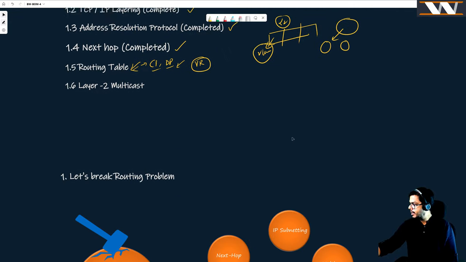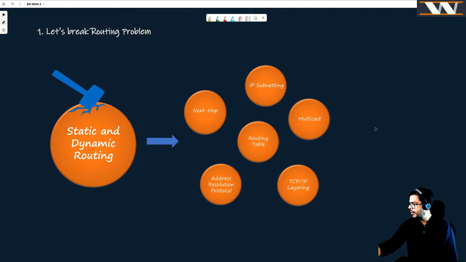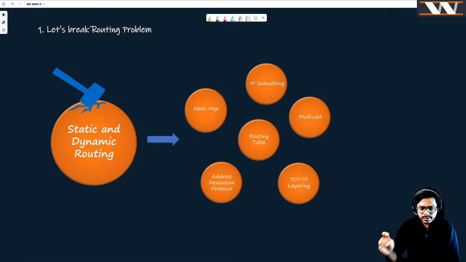Having said that, let's move to the first board. And here you go. This is the board which lets us know where exactly we are with respect to routing, what we have learned, and what we are going to do. As I mentioned, we are breaking a complex problem of routing into multiple pieces, and we are learning those pieces one by one.